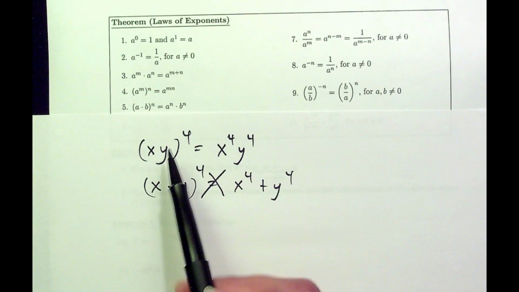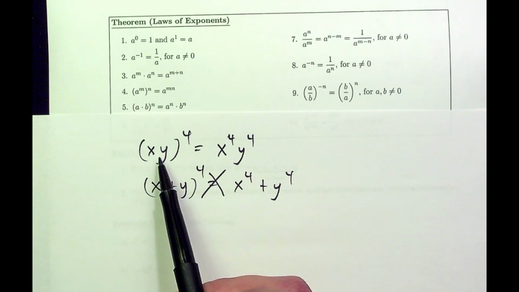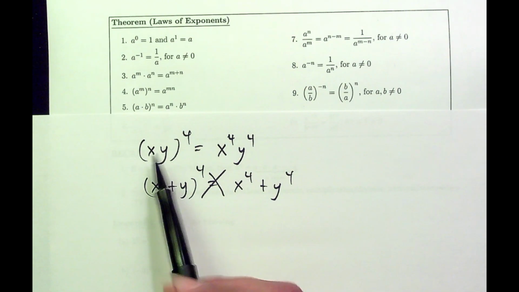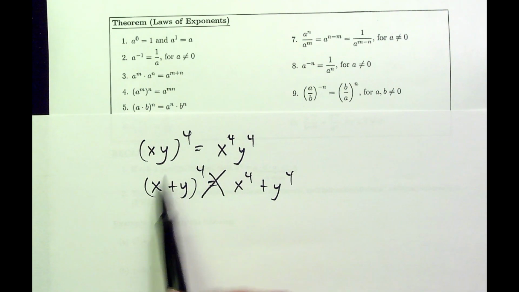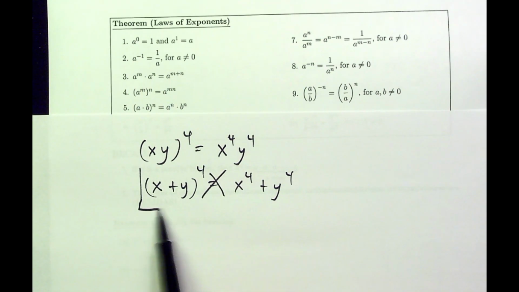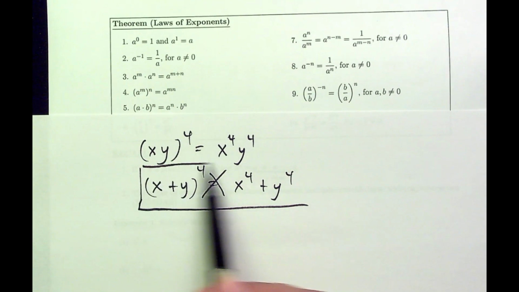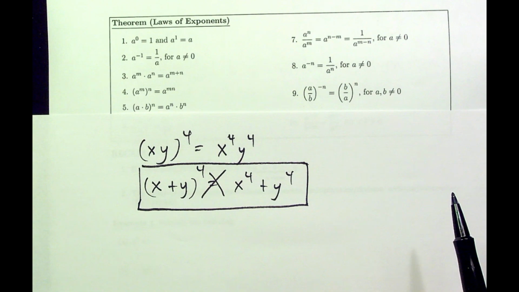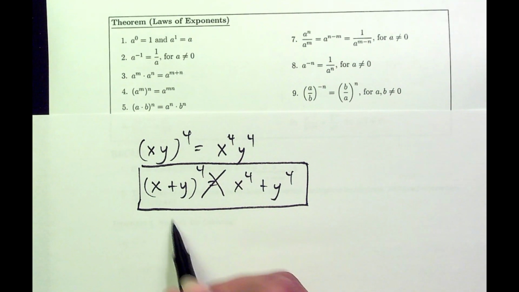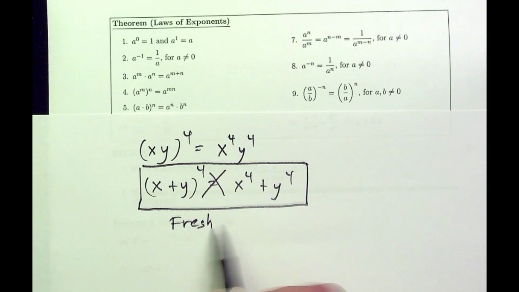That's another property that we're going to go over in a minute. But you can only do this if it's multiplication or division. If it's a plus or a minus inside of the parentheses, you cannot distribute it. Okay, and that is a very common mistake. You cannot do that. It is so common that it has a name. It is called a freshman's dream mistake.